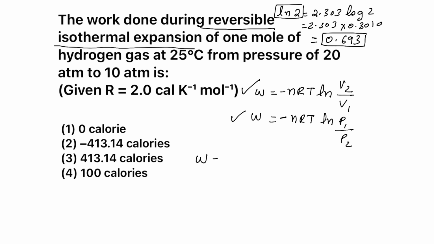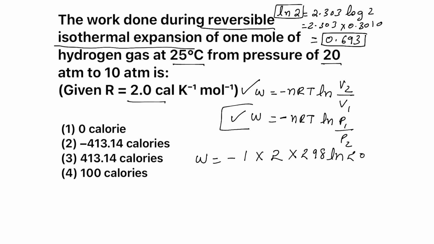Okay, W is equal to minus n... it's a question regarding pressure, so we will be going with the second equation, minus n R T log P1 by P2. What is n? It is 1. What is the R value? It's given in the question in calorie, 2. Temperature is given in the question as 25 degrees Celsius; convert to Kelvin, plus 273, you will get 298. log P1 by P2, right? What is the P1 value? It's 20, and what is the P2 value? 10. On dividing, you will get 2. So you will get minus 1 into 2 into 298 into log 2, which is 0.693. Correct?